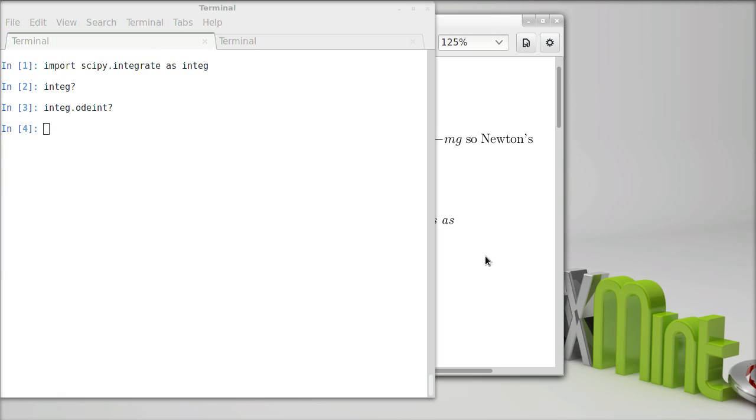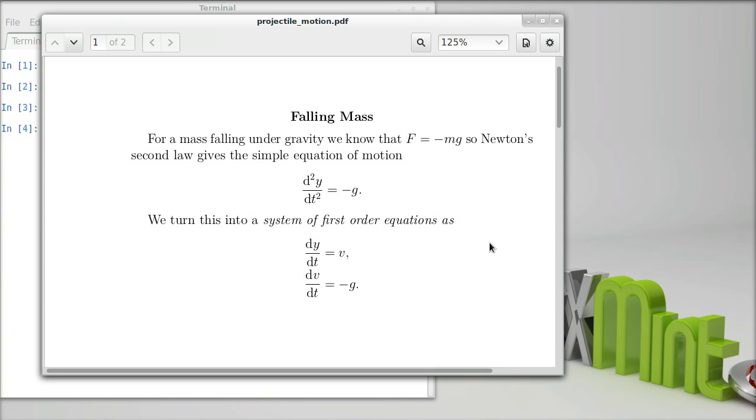Let's do that by considering a simple case of projectile motion. Before we do projectile motion, let's do one step simpler. Let's just consider we drop a mass from some height, or really one-dimensional motion in a constant gravitational field.